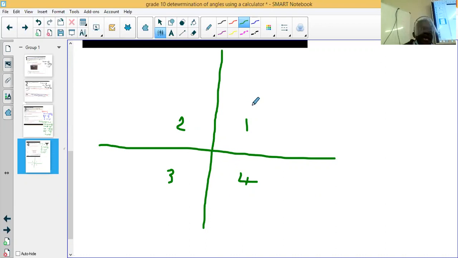Now, angles are measured. When we are dealing with these angles, we measure them anti-clockwise. So when we go anti-clockwise on angles, we are going positively. Are you getting the point? This one is positive. If we go clockwise, we're going negatively. Those are negative angles. Are you getting the point?